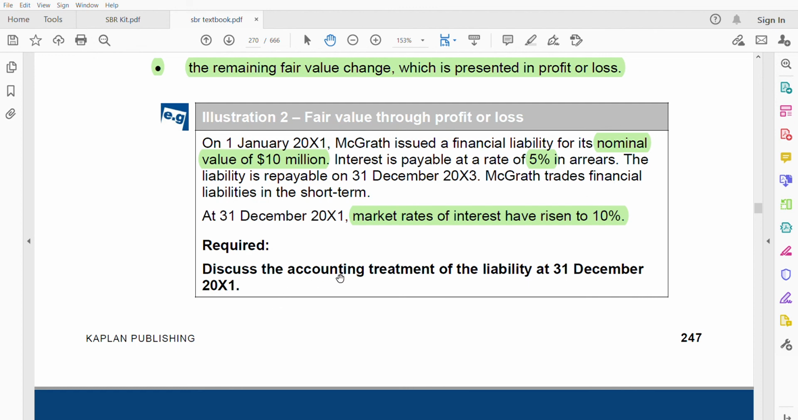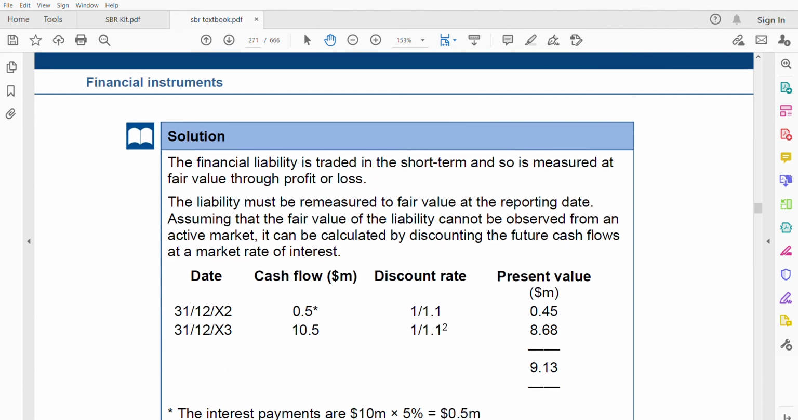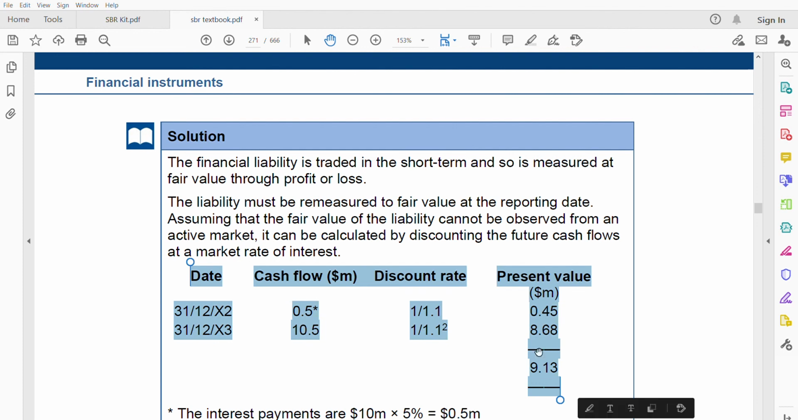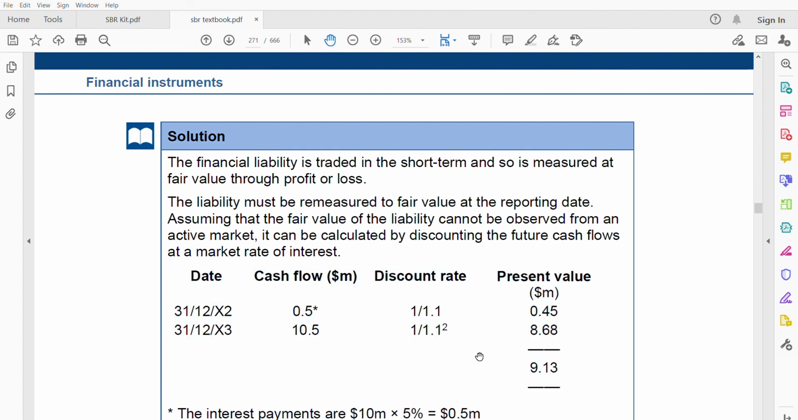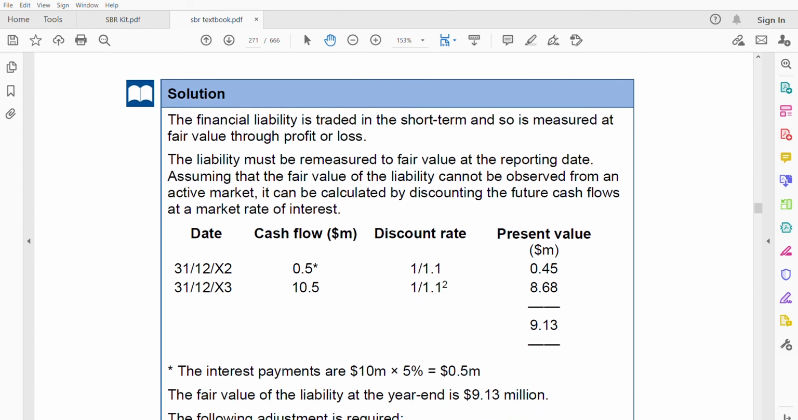Discuss the accounting treatment of the liability at 31st December 2001, that means year end. When a fair value question comes, remember this pro forma, which you need to do. Normally this is not asked. Normally it is the amortized cost table which you need to do, but you should at least know this also. If it comes, then you are lucky.